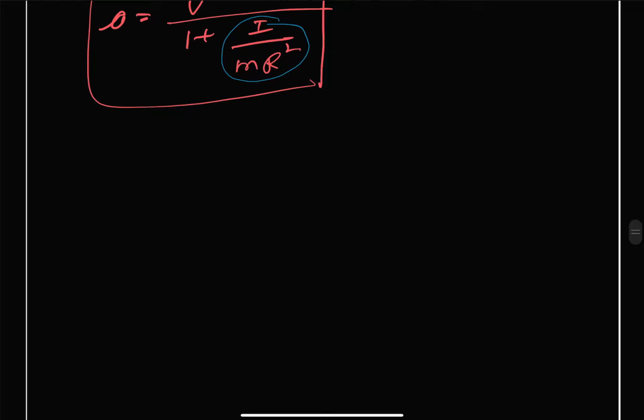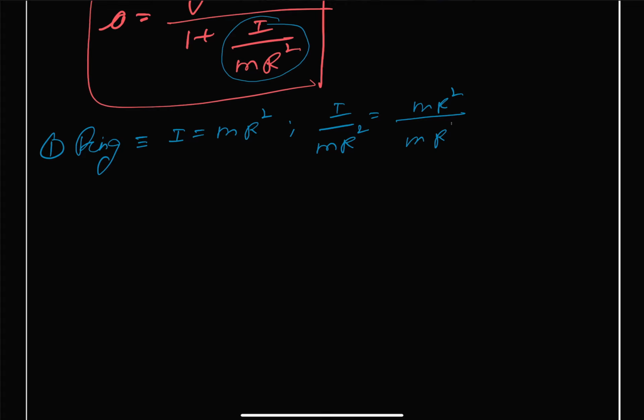So we start with our ring, which is the first body. For our ring, the moment of inertia I is mr square, therefore I upon mr square will be equal to mr square upon mr square. This cancels out, giving us 1.